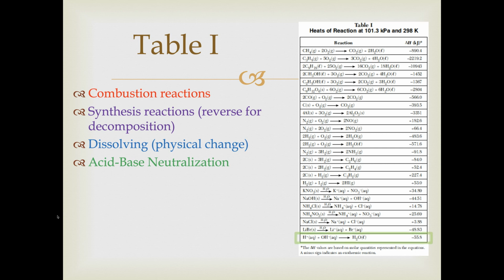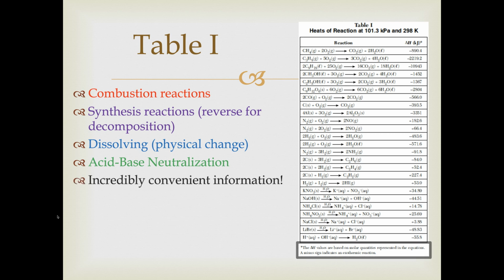So it's very useful information indeed, but that's not the most useful information here. There's extremely convenient information on the bottom. The delta H values are based on molar quantities represented in the equation. What that means is that this plus 66.4 here, that's for 2 moles of NO2 being formed. If you want to figure it out for each mole, you would just take that 66.4 and divide it by 2. That's what it means by the delta H values are based on molar quantities.